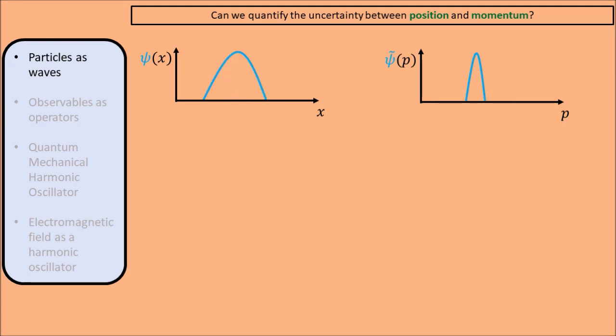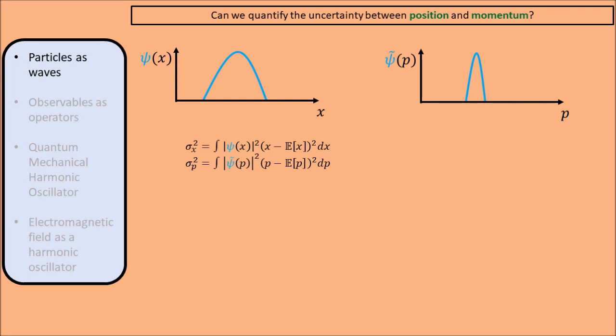We can quantify this relation using the variance, which is given by the square of the standard deviation, which is denoted by sigma. To calculate the variance in x, we multiply the squared distance from x to its mean value with the probability distribution of x, which we just saw is given by the squared modulus of psi of x. Similarly, we can write down the expression for the variance in p.